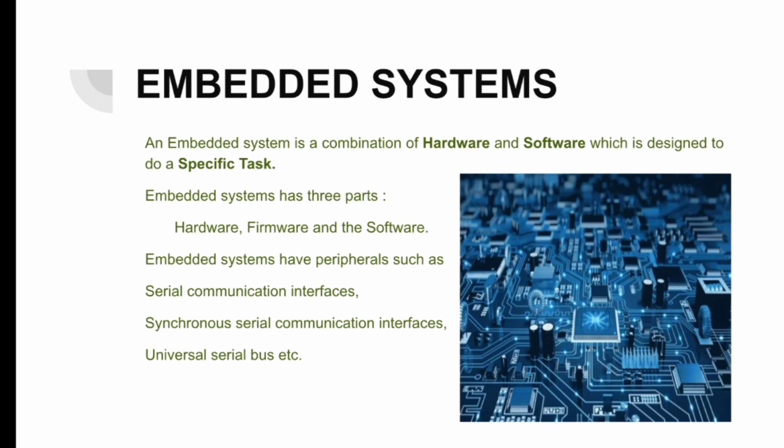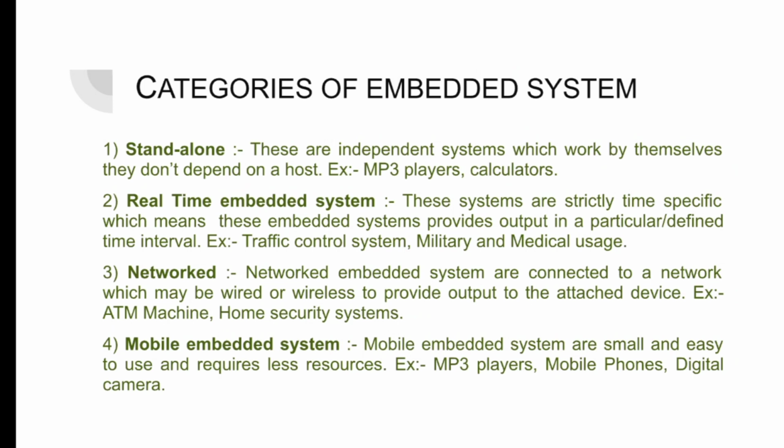Embedded systems. An embedded system is a combination of hardware and software which is designed to do specific tasks and some other works. An embedded system has three parts: hardware, firmware and the software. Embedded systems have peripherals such as serial communication interfaces, synchronous serial communication interfaces, and universal serial bus. They can be categorized into four types: standalone, real-time embedded system, networked embedded system and mobile embedded system.